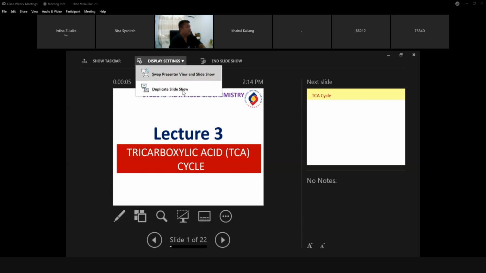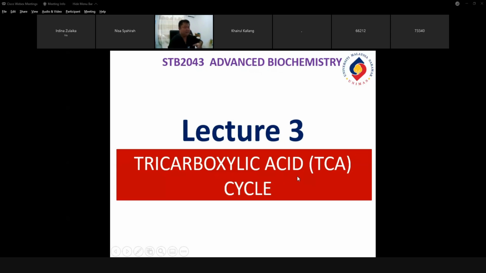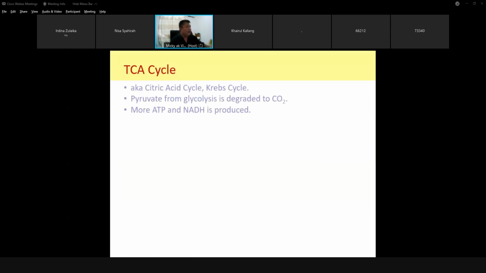Let's change. Okay, so we're going to go into lecture 3, which is the Krebs cycle. Now, the Krebs cycle, the TCA cycle, banyak nama lah. Citric acid cycle, Krebs cycle, it's the same thing. Basically, the Krebs cycle happens again in the matrix of the mitochondria. Mula-mula dia akan terima pyruvate dulu. It's the same pyruvate from the glucose that you makan.